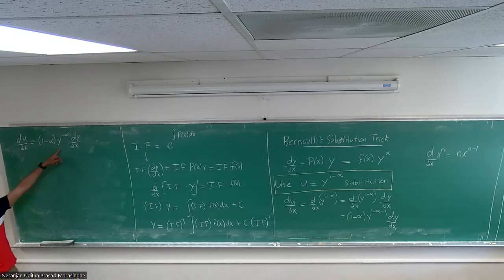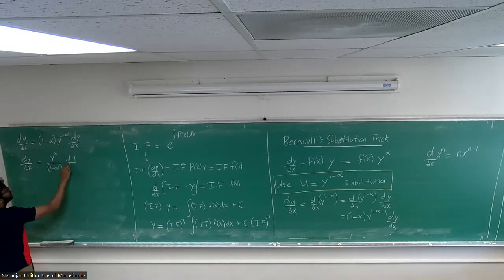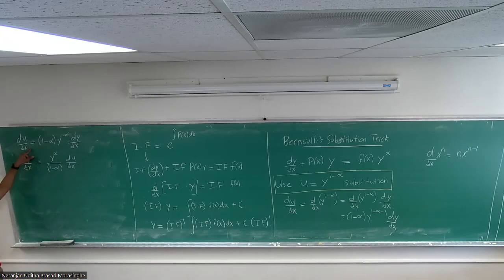Okay. Then I would solve for dy over dx. So what is dy over dx? dy over dx is going to be equal to y to the power alpha divided by 1 minus alpha times du over dx. I divided both sides by 1 minus alpha and I multiplied both sides by y to the power alpha. So this is dy over dx. Right. Any questions so far?